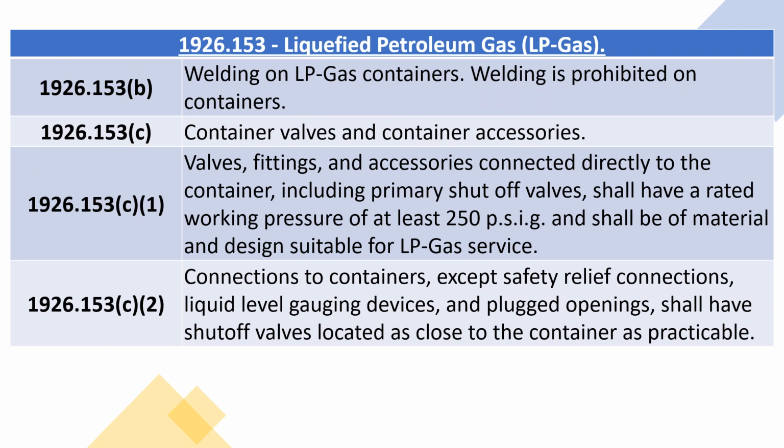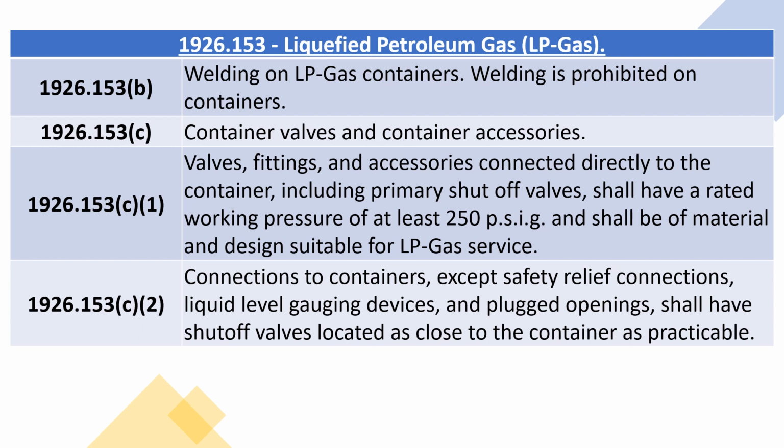1926.153(b), Welding on LP gas containers. Welding is prohibited on containers. 1926.153(c), Container valves and container accessories. 1926.153(c)(1), Valves, fittings, and accessories connected directly to the container, including primary shutoff valves, shall have a rated working pressure of at least 250 psi, and shall be of material and design suitable for LP gas service.